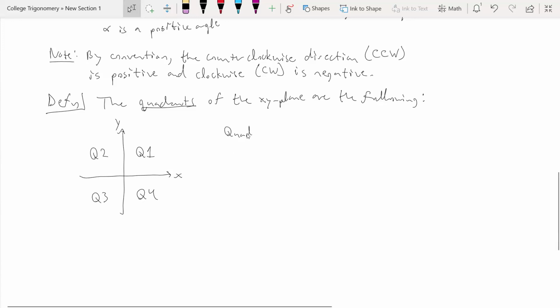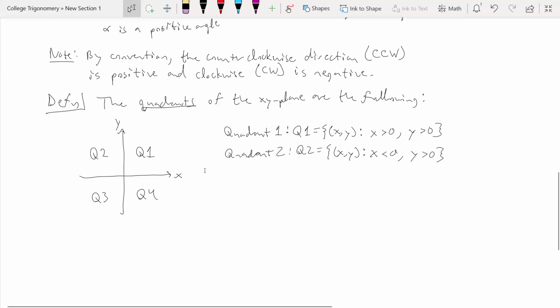So quadrant 1, which I'm always going to abbreviate as Q1, is the set of all ordered pairs (x, y) such that x is positive and y is positive. So if you're in this quadrant, you have a positive x coordinate and a positive y coordinate. Similarly, we will define quadrant 2 here. Ordered pairs where now you're to the left of the y-axis, so you have a negative x coordinate, but you still have a positive y coordinate.